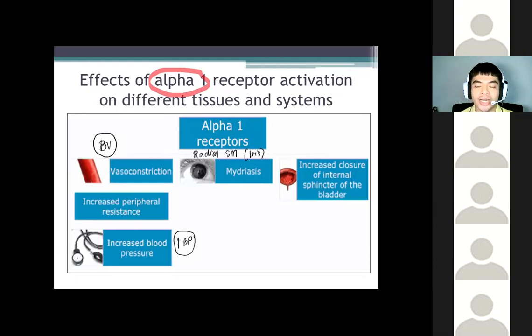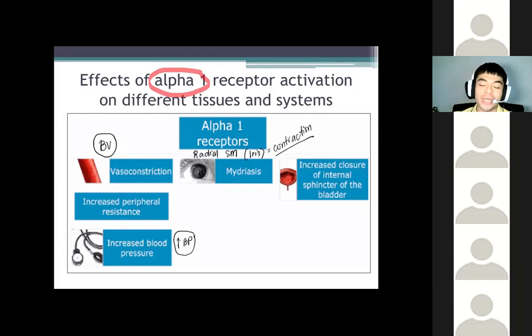Ano ba ang function ng radial smooth muscles? These are specialized muscles in the iris that push away the iris. So ibig sabihin, siya ang nagpapaliit ng size ng iris natin, especially when contracted. So pag na-activate ang alpha-1 receptors in the radial smooth muscles of the iris, there is contraction of it. So anong ibig sabihin pag nag-contract ang radial muscles? Lumiliit ang iris natin.